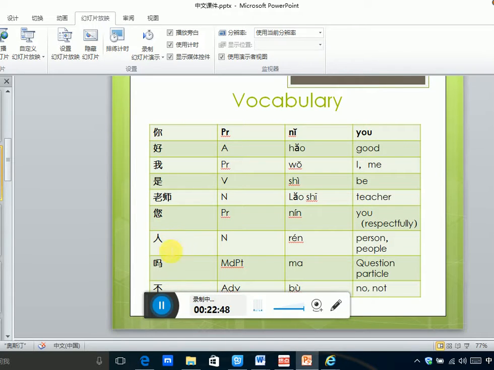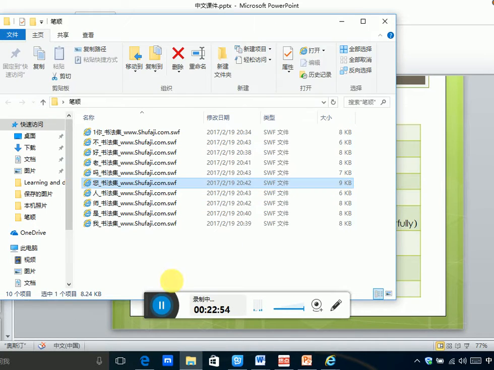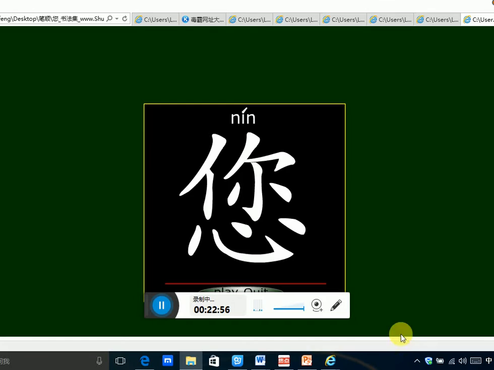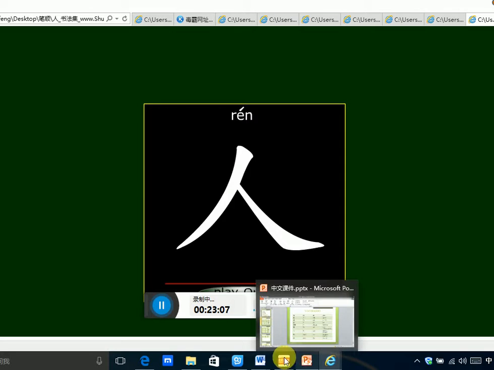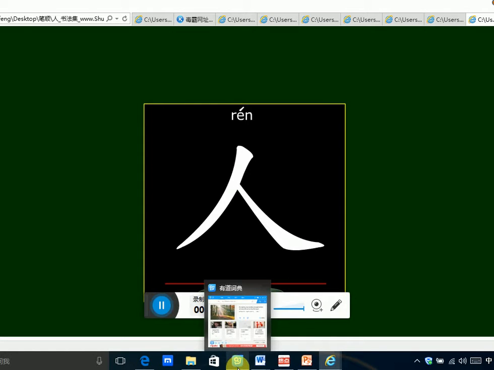人 is probably the easiest word to write in this class. It means person or people as well.